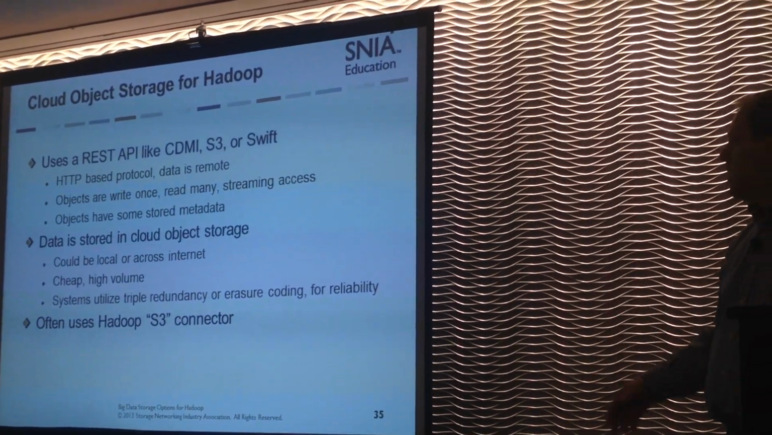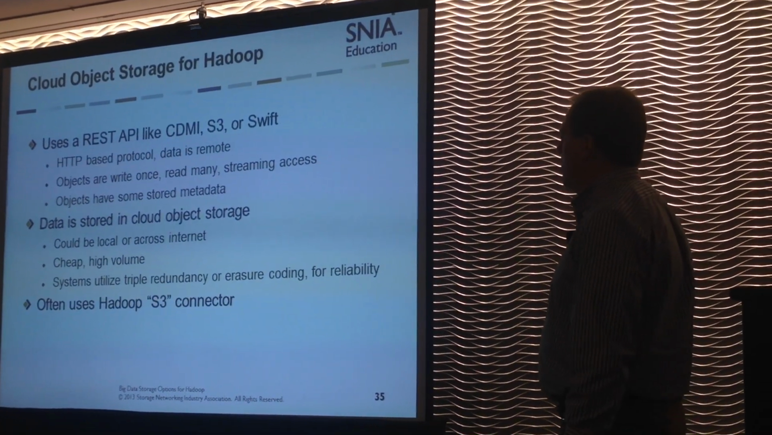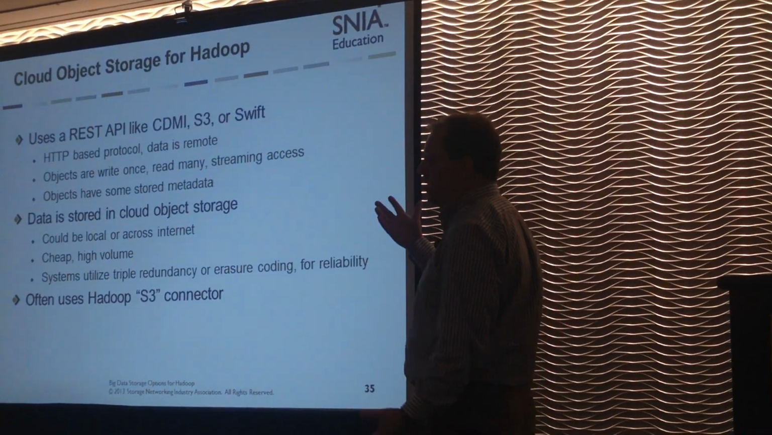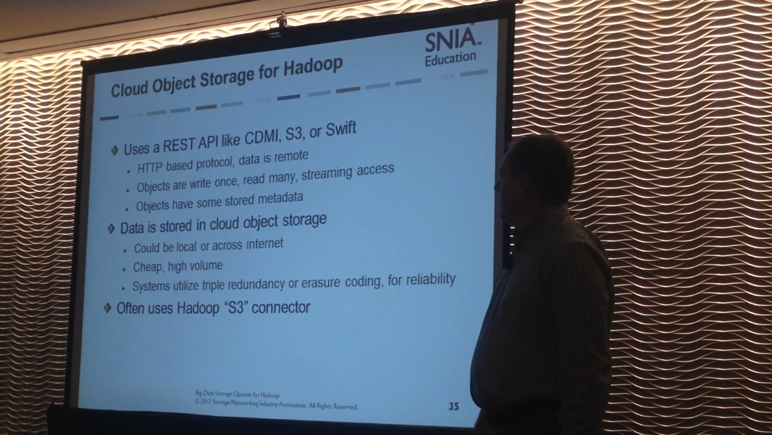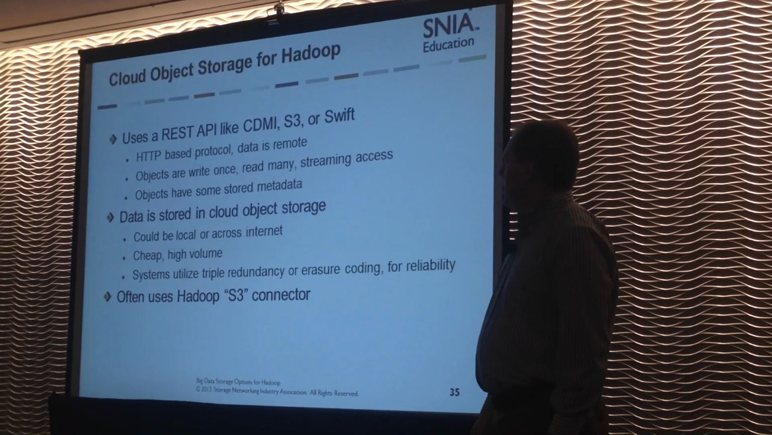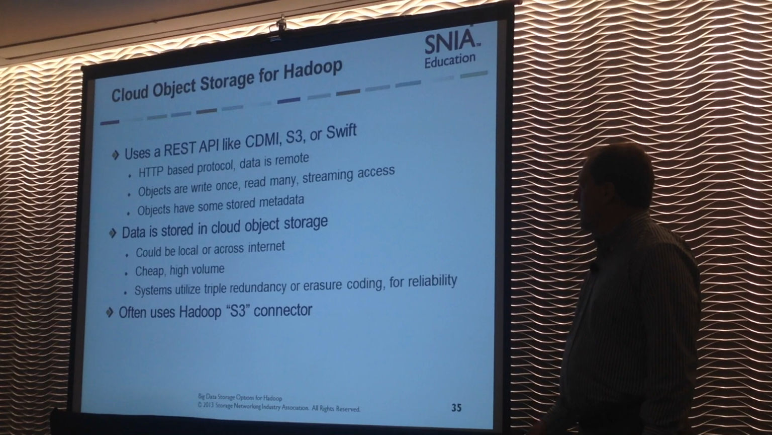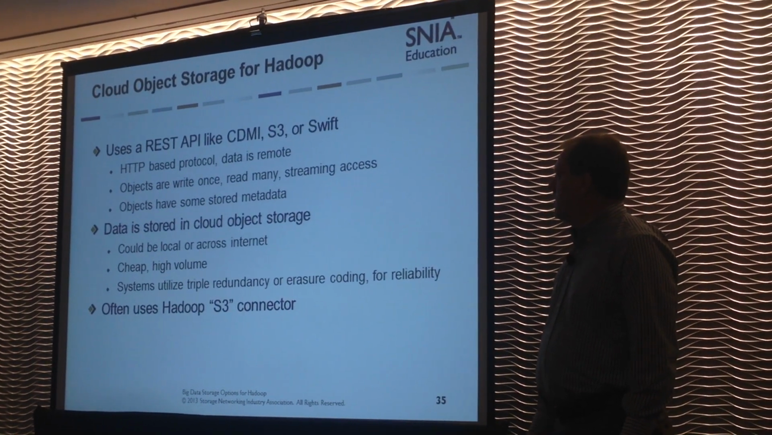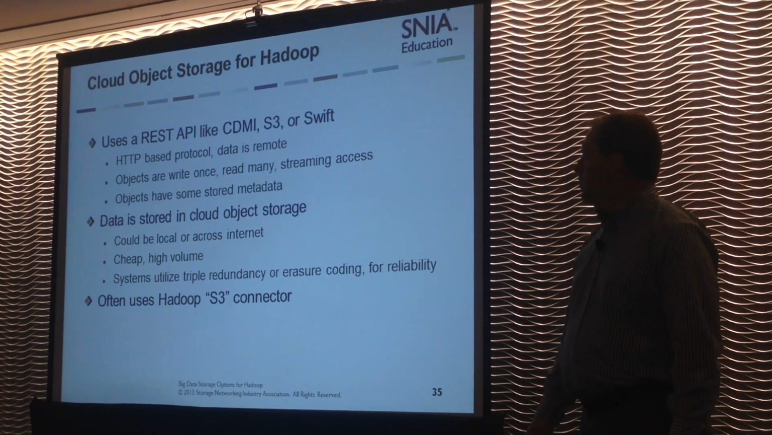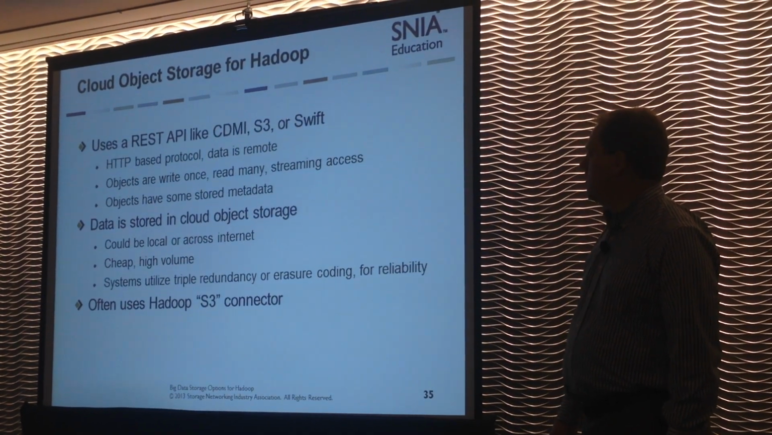Data in this type of system would be stored in cloud object storage. It could be a local object storage system, or it could even be across the internet. Object storage tends to be very cheap and high volume. It's usually fairly resilient. It has its own triple redundancy built into it, or erasure coding or some other mechanism.